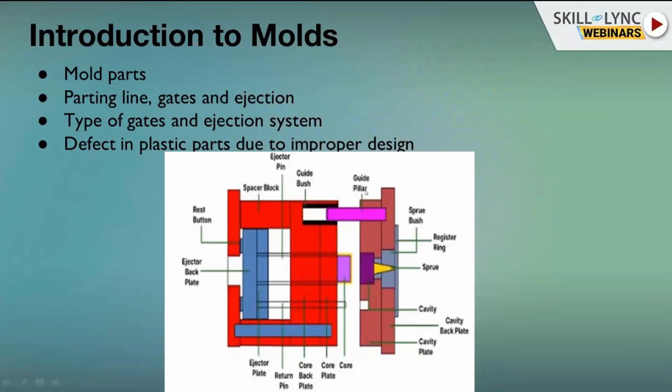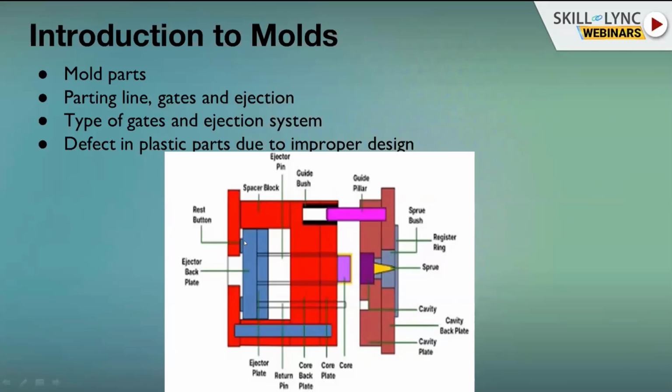This is known as the top plate. The second plate is known as the cavity plate. In the cavity plate, there will be an insert. The insert where our main component is going to be produced is called the cavity insert. This is the core plate. In the core plate, we have a core insert. And behind the core plate, there is a core back plate which supports the core.